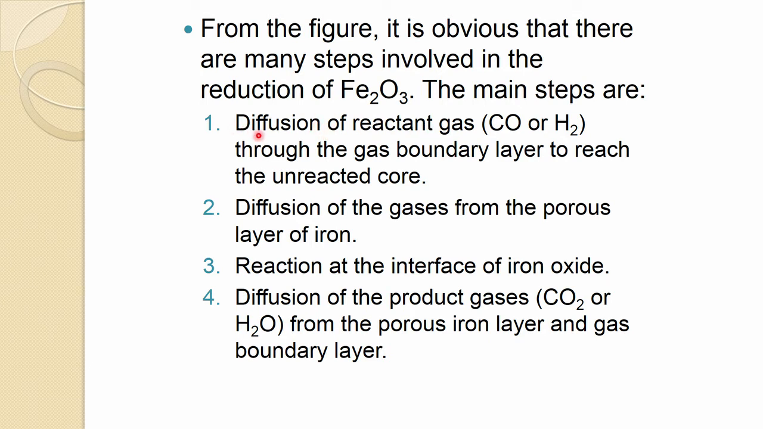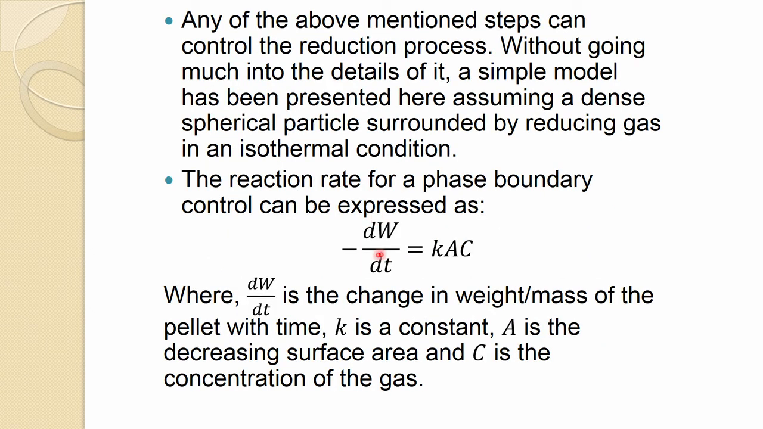Similarly, if CO can quite easily diffuse through the boundary layer, but in the porous layer of iron, suppose it is quite difficult for gases to diffuse through that, then this may become a rate controlling step. So, the most resistance offering step is usually known as the rate controlling step. So, any of the above mentioned steps can control the reduction process, that is the meaning of it.